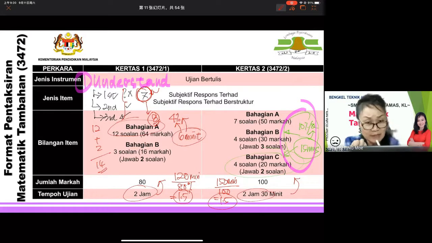Question 1, I read 3 times, I don't understand, I circle. Question 2, I read 3 times, also I don't understand, I circle. Question 3, also I read 3 times, I don't understand, also I circle. All the 14 questions, I circle all. Do you think that is possible for you to circle all the 14 questions? Will it be possible or not? You answer my question.